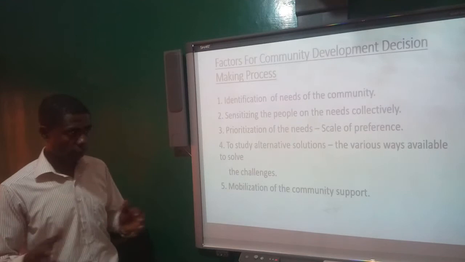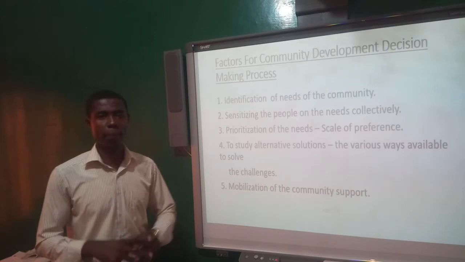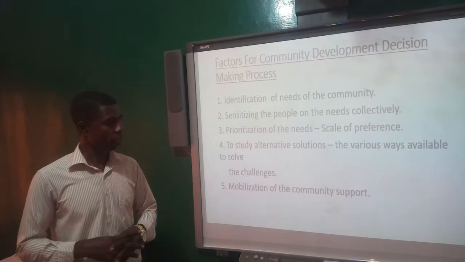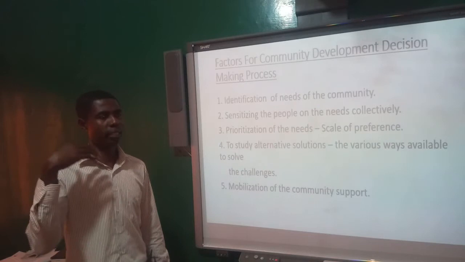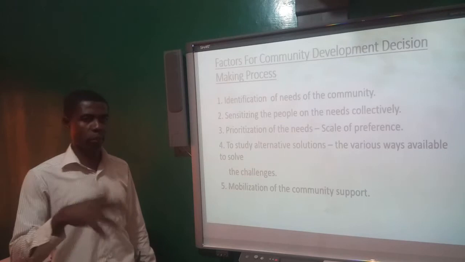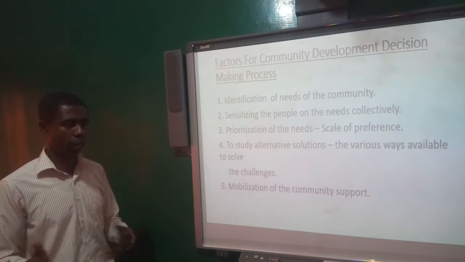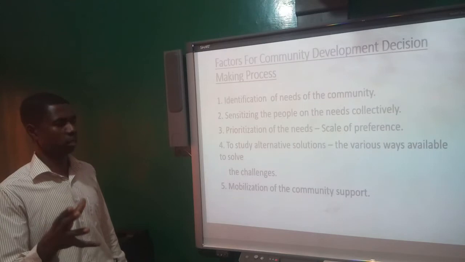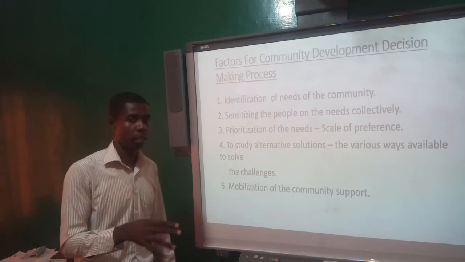For example, you want to undertake a building project for, say, a hospital. You want to put up a hospital for the community. Now, how are you going to go about it? Are you going to solicit funds from philanthropists, or are you going to appeal to the central government, or are you going to levy one another? So you need to weigh the various options available to you. That's why we refer to it as studying alternative solutions. So the fourth key point to consider is to assess the various ways available to you as a community.